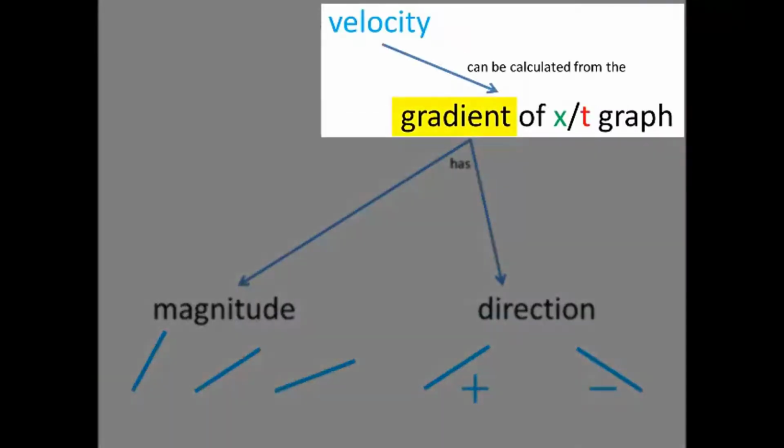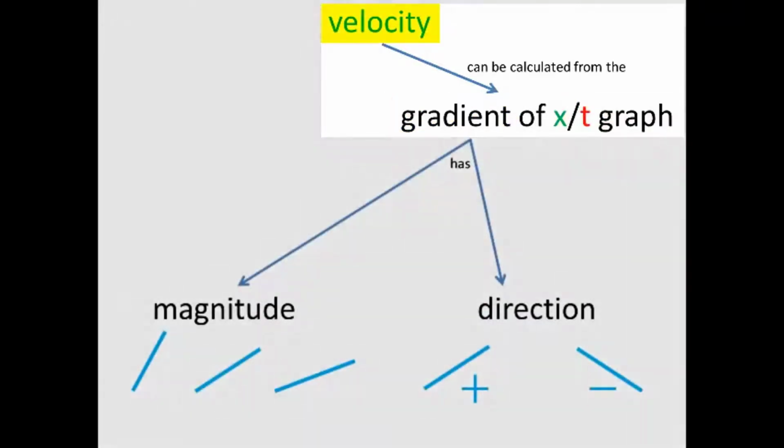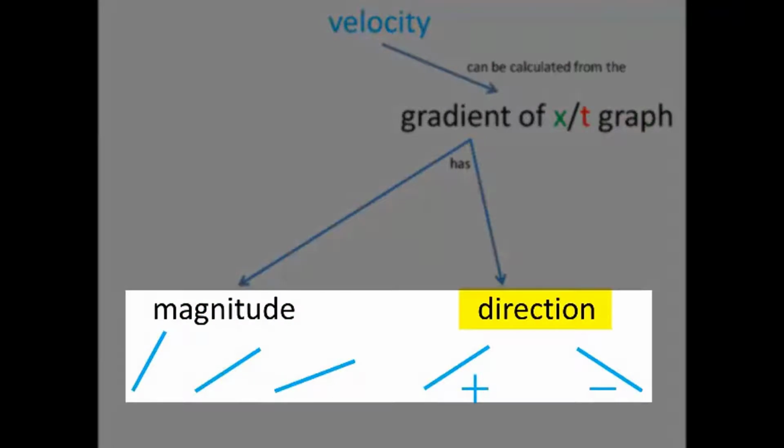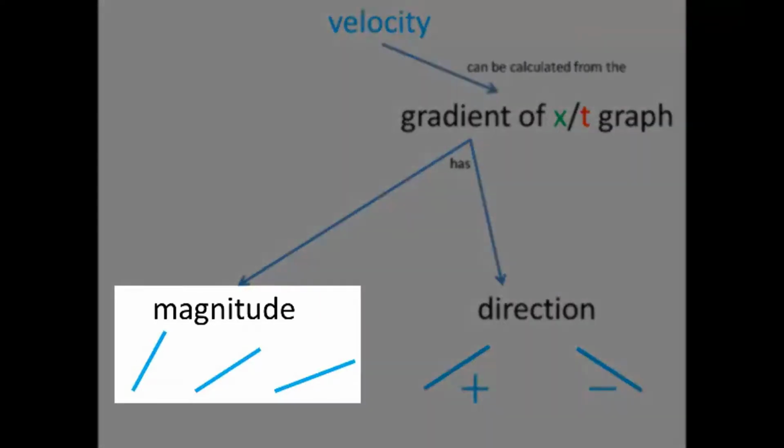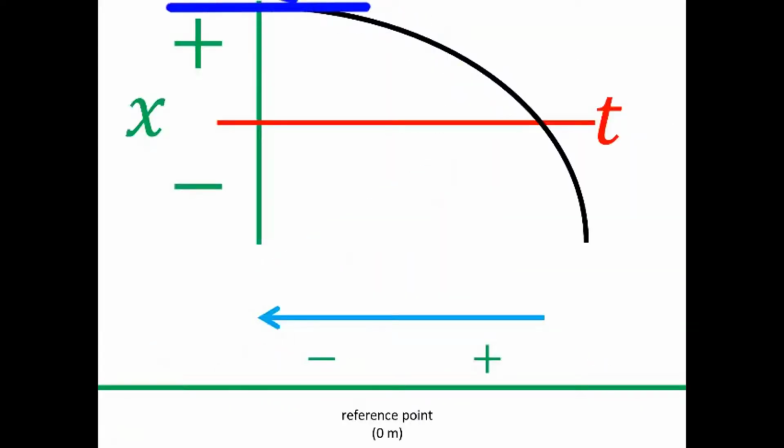Remember that the gradient of an xt graph tells us velocity. It has magnitude and direction, and the direction of this graph's gradient is negative. It's sloping negatively. Because the velocity is negative, the man is going to head to the left. Then let's look at the magnitude of the gradient, the magnitude of the velocity. The gradient starts shallow. The velocity is going to be slow to begin with, and then the gradient becomes steeper and steeper. The velocity is going to become faster and faster.